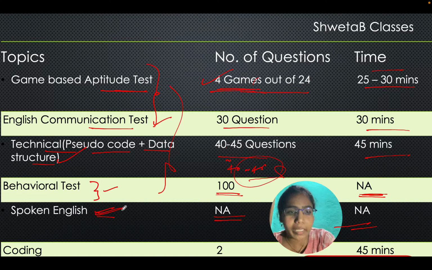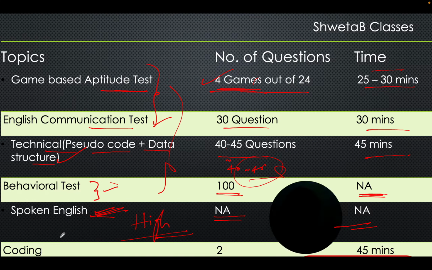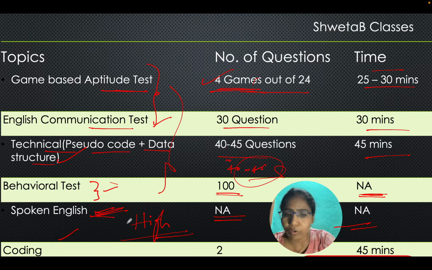But this round will be there and it has a high importance in this online written test, and you need to clear it. There is no such option that you can skip. All of them have equal importance and you need to clear all these 5 rounds to go to the coding test. Understood? So if you have to write a coding test, you need to clear all the above 5 tests and then you will be entering the coding test.